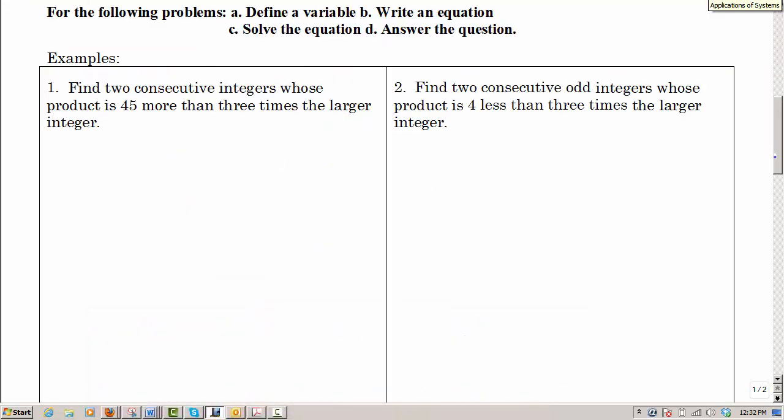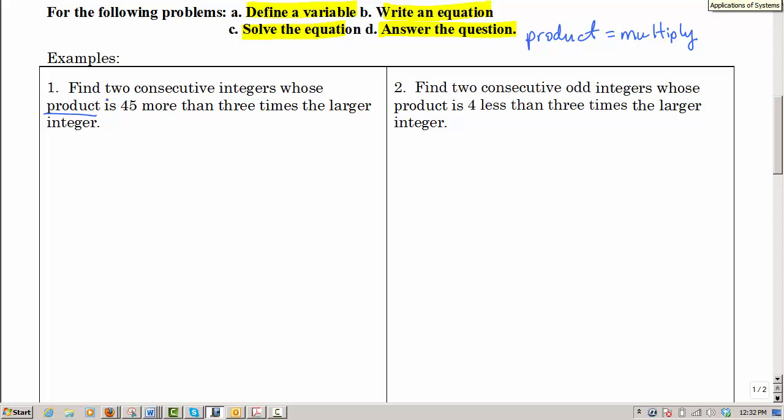So just like we did on previous word problems, I'm going to ask you to define a variable, write an equation, solve the equation, and let's make sure we answer the question. The first few deal with those consecutive integers. It says two consecutive integers whose product, that might be a new word, product means we're going to multiply things together. Right, so find two consecutive integers whose product is 45 more than 3 times the larger integer.